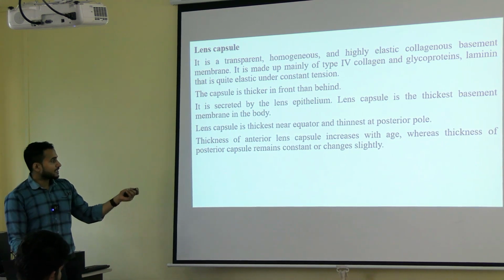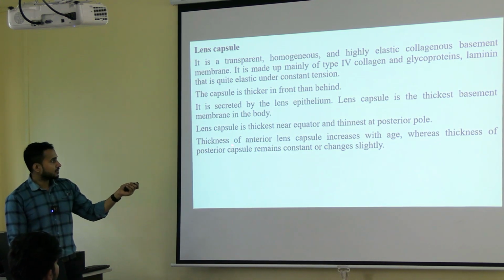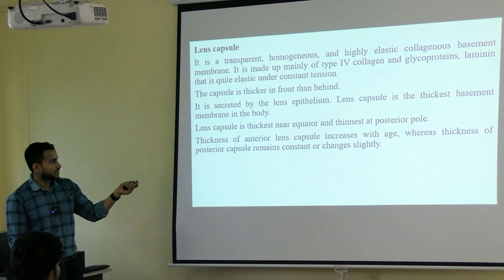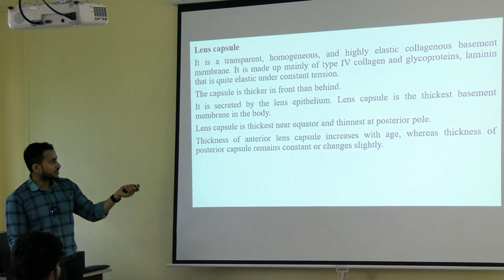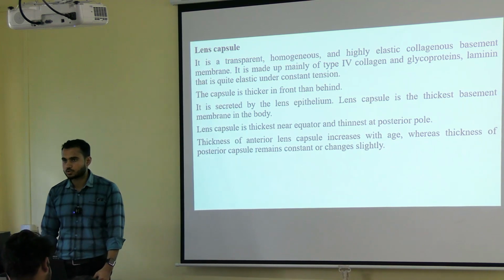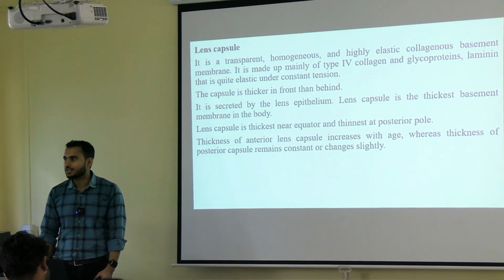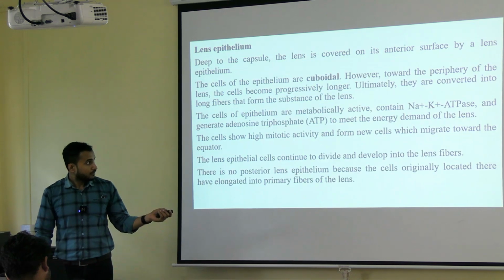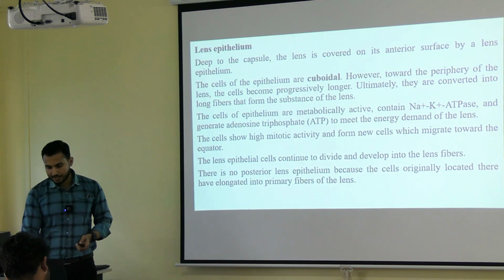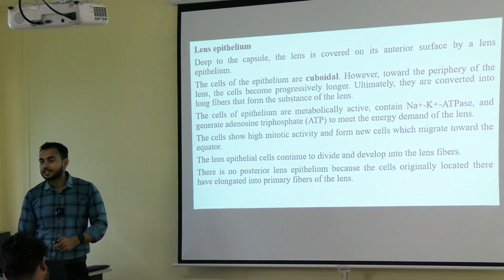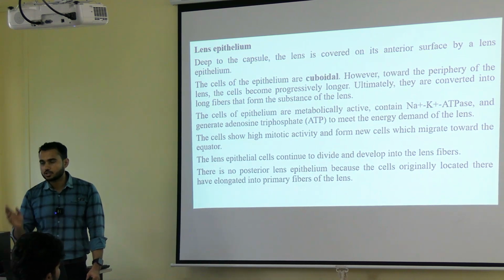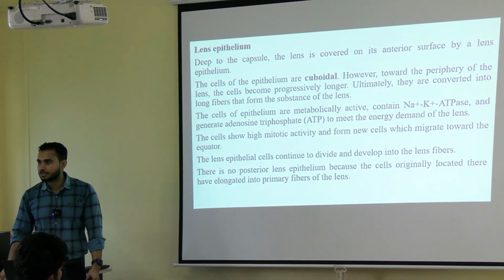Next, there are some age related changes. The thickness of the anterior part of the lens capsule increases with age, whereas the thickness on the posterior part remains almost constant. So these are some age related changes taking place in the lens capsule. Next, the lens epithelium is present only in the anterior aspect. In the posterior aspect, lens epithelium is absent.